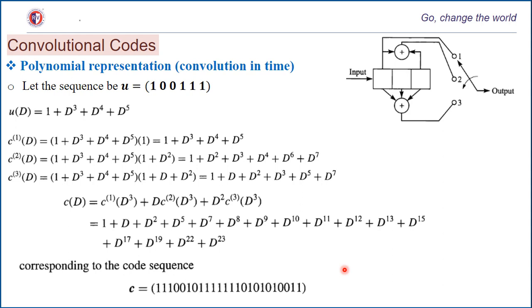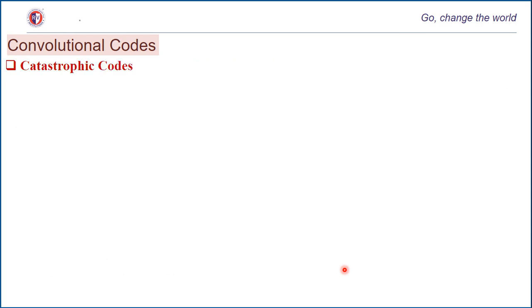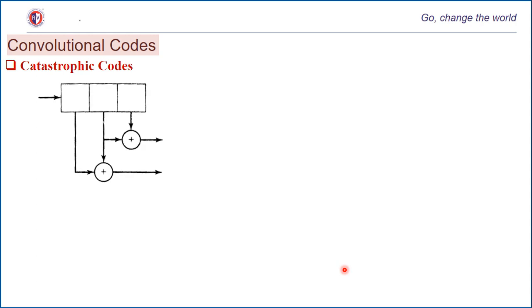Before we end this particular video, which depicts various types of convolution encoded output representation, we'll take one special type of convolution code, which is known as catastrophic codes. With an example, I'll try to explain what a catastrophic code is. Let's say that this is a 1 by 2 convolution encoder.